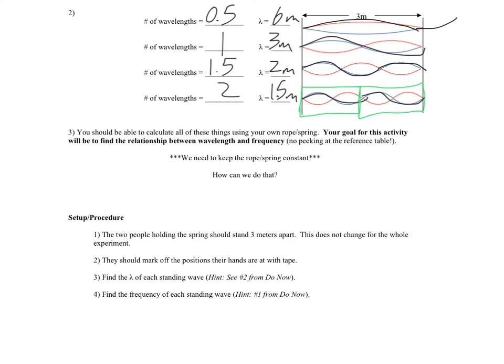So this kind of starts to introduce the activity we did. It says you should be able to calculate all these things using your own rope spring. Your goal for this activity will be to find the relationship between wavelength and frequency, no peeking at the reference table. We need to keep the rope and the spring constant. How can we do that?